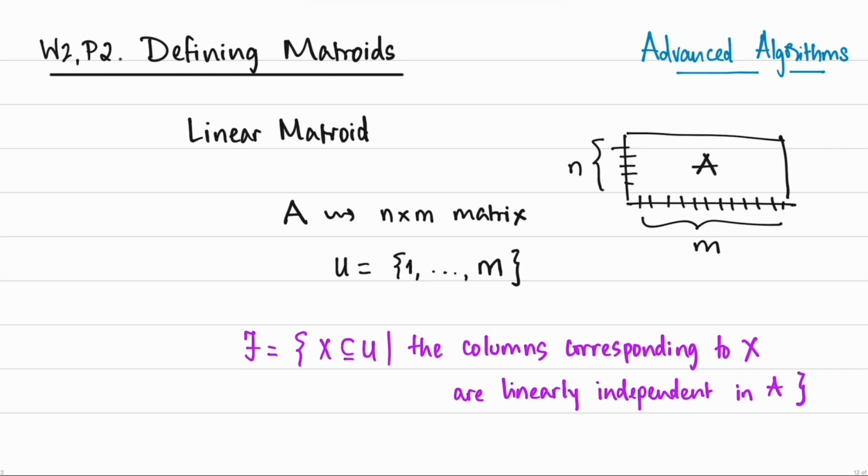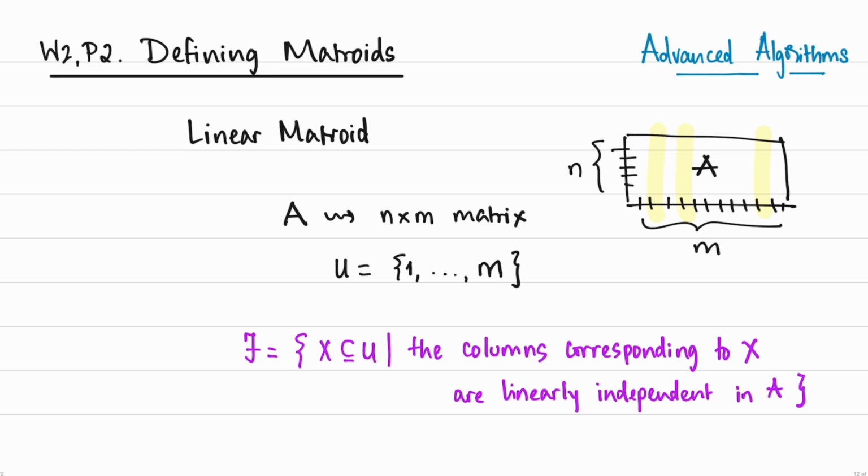And if you give me a subset of the column indices, what I'm going to do is focus on those columns alone and ask myself, do these columns form a linearly independent collection of vectors? And if the answer is yes, then that set of indices belongs to my family. If the answer is no, then it doesn't. That is the family that we are looking at.